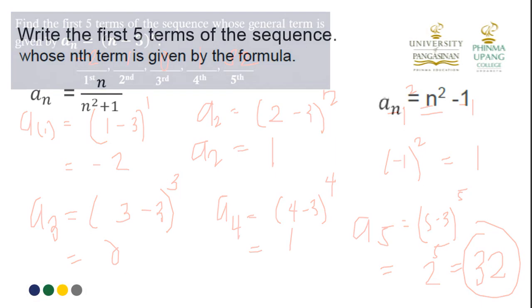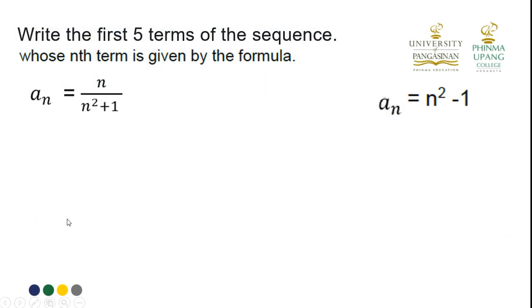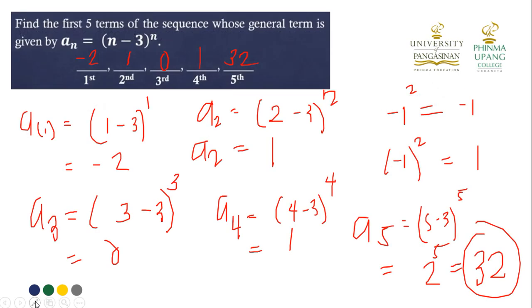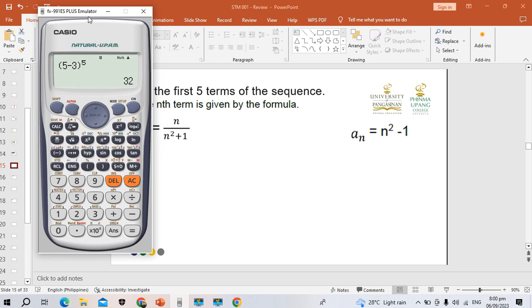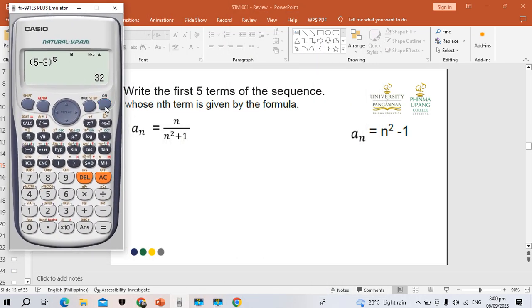Simple. Okay, next. Write the first 5 terms of the sequence. Since we know how to do it, let's use the calculator. First, let's get the first term using this equation. Use a fraction, then 1 raised to 2. Here you don't need parentheses since it's positive, plus 1. The first term comes out right away, and the first term here is 1 half.